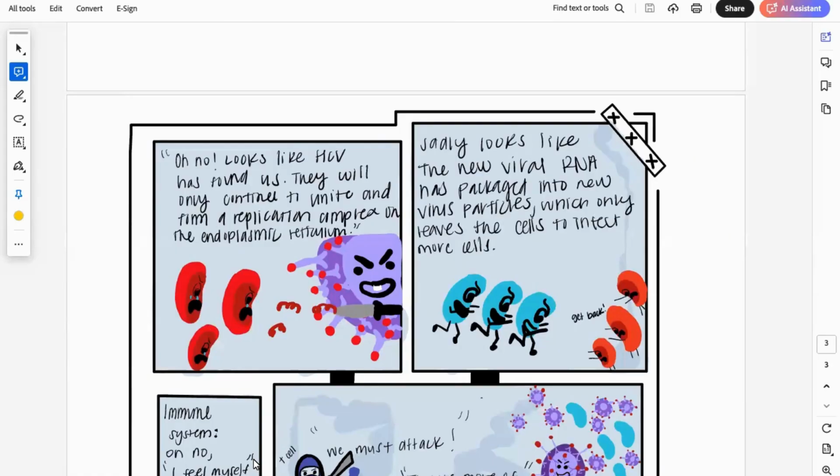Oh no, looks like HCV has found us. They will only continue to unite and form a replication complex on the endoplasmic reticulum. Sadly, looks like the new viral RNA has packaged into new viral particles, which only leaves the cell to infect more cells.